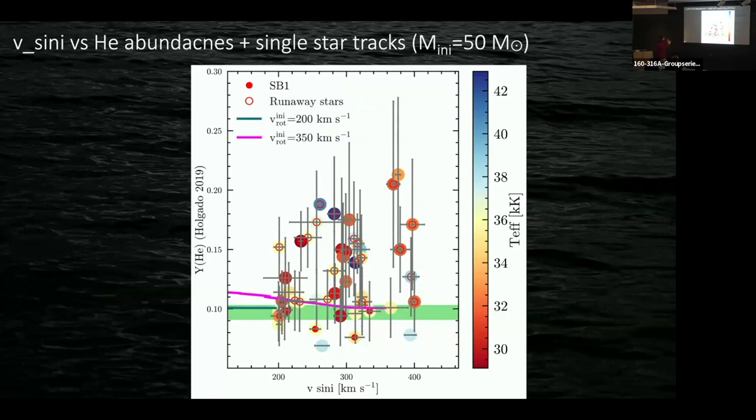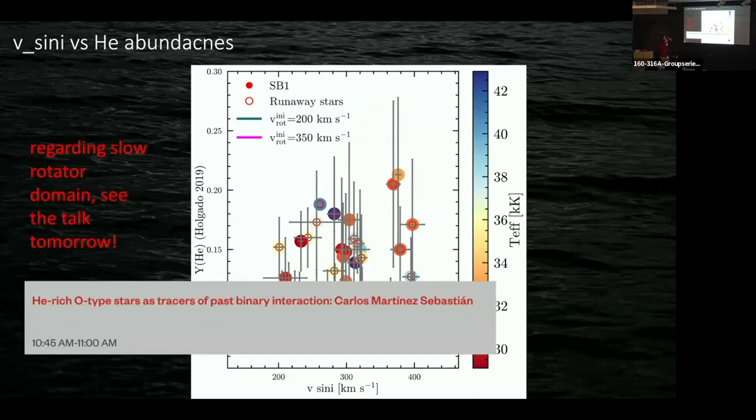Also, this is regarding the fast rotating domain. But I would like to advertise tomorrow's talk by Carlos, who will speak about the slow rotating domain of all these O-type stars. So please also follow his talk tomorrow.